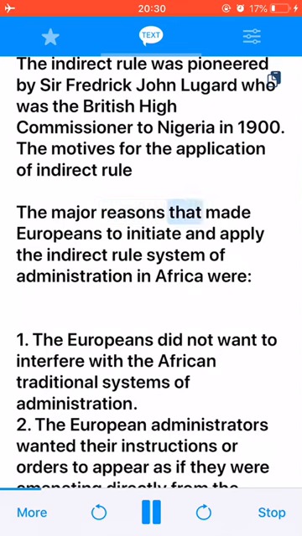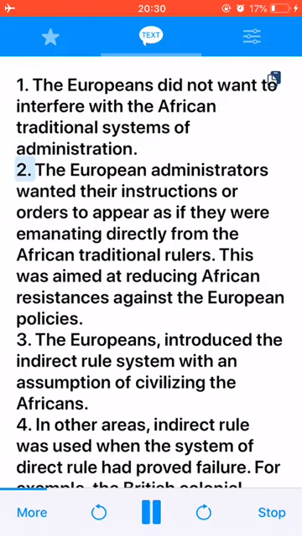The major reasons that made Europeans to initiate and apply the indirect rule system of administration in Africa were: 1. The Europeans did not want to interfere with the African traditional systems of administration. 2. The European administrators wanted their instructions or orders to appear as if they were emanating directly from the African traditional rulers. This was aimed at reducing African resistances against the European policies.